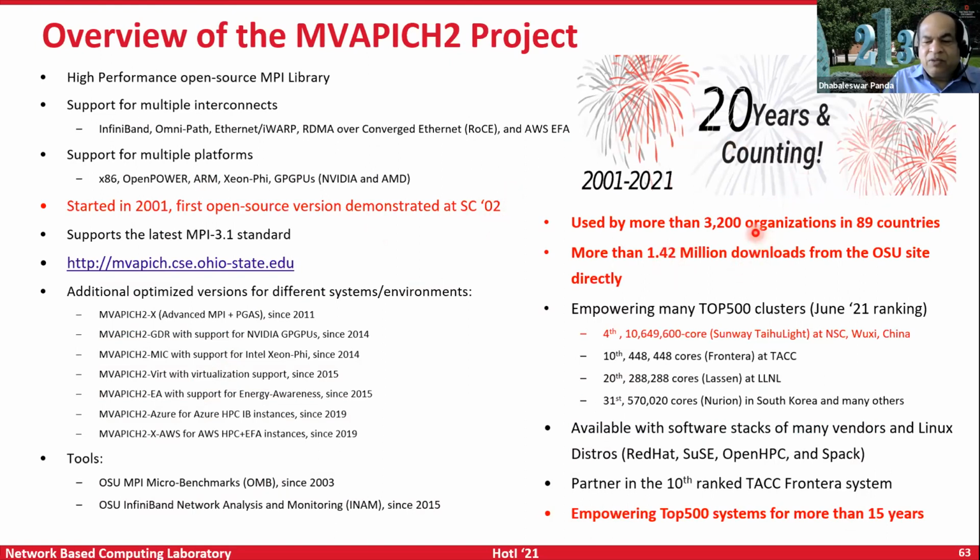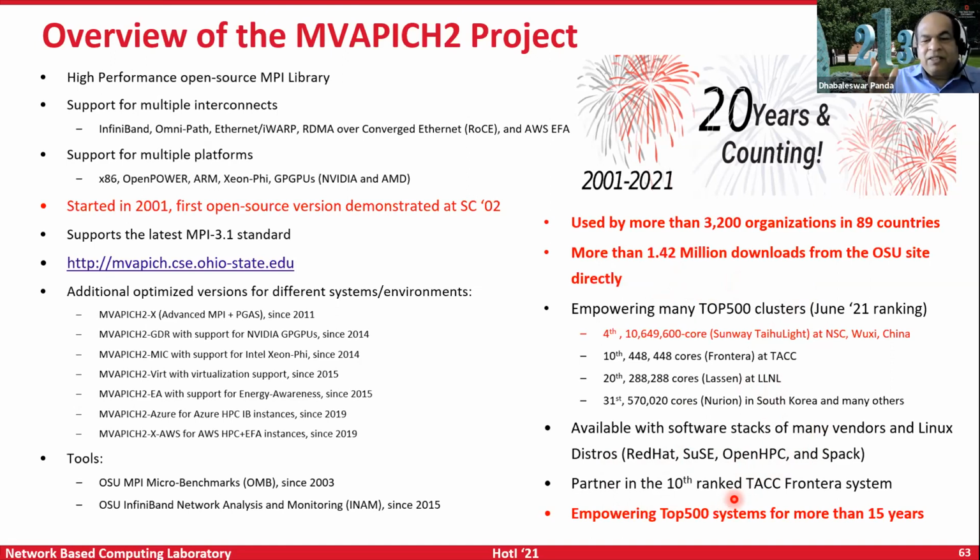Currently this is being used by more than 3,200 organizations. Just from the OSU site, we have crossed 1.42 million downloads. The stack is also a part of Red Hat, SUSE, OpenHPC, and Spack. It is empowering a lot of Top500 clusters over the last 15 years. We are also a partner of the 10th ranked TACC Frontera system, which is a pure CPU system. In the next few slides, we'll show you that we have come up with an MPI-driven solution. As an end user, you don't have to learn MPI or anything.